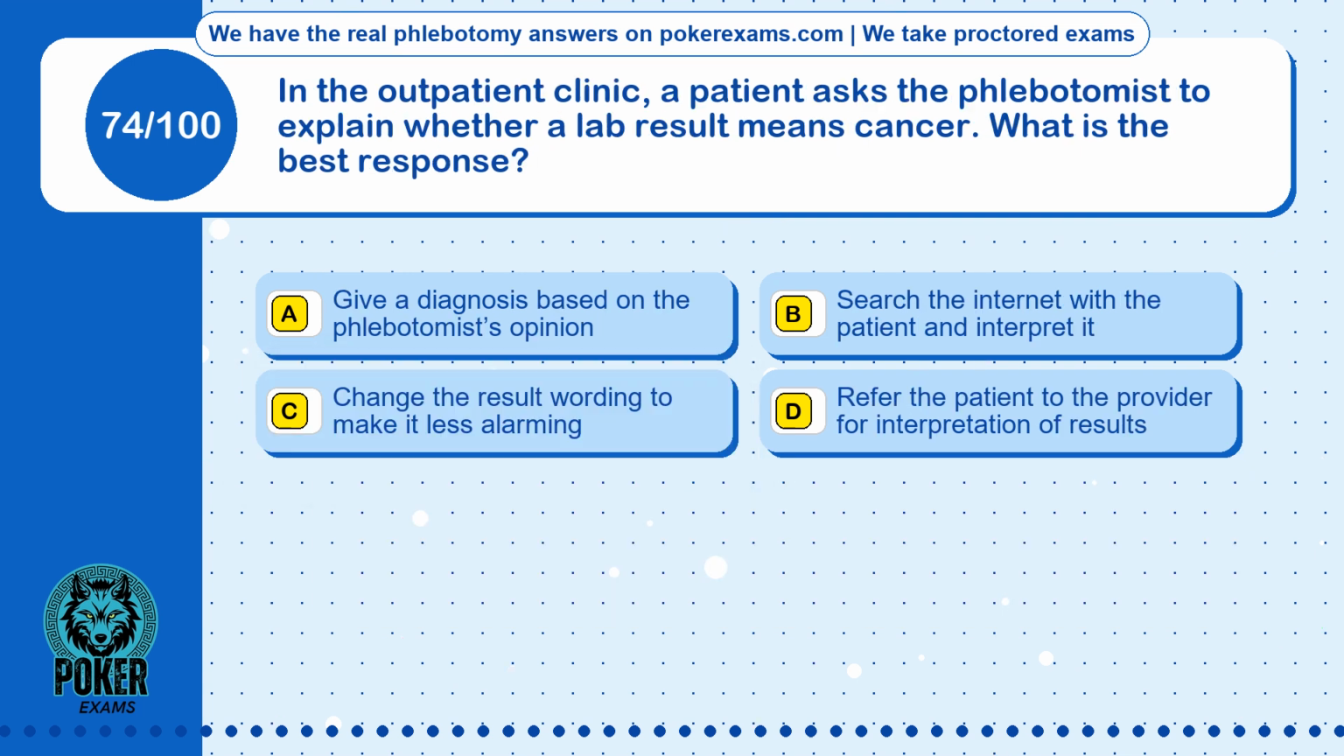Question 74. In the outpatient clinic, a patient asks the phlebotomist to explain whether a lab result means cancer. What is the best response? Option A, give a diagnosis based on the phlebotomist's opinion. Option B, search the internet with the patient and interpret it. Option C, change the result wording to make it less alarming. Option D, refer the patient to the provider for interpretation of results.